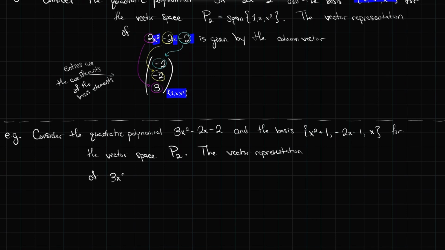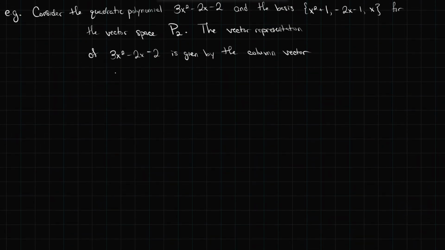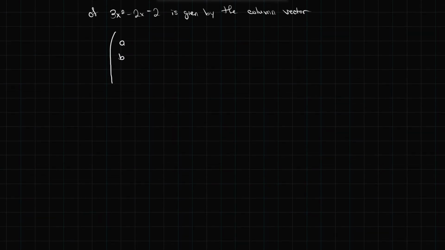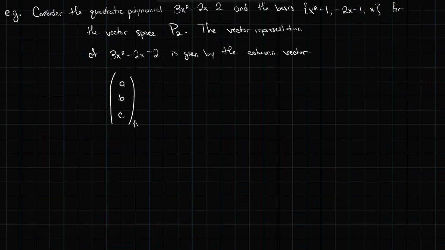So the vector representation of 3x squared minus 2x minus 2 is given by the column vector. Well, I don't actually know immediately in this case. It's going to be the column vector, I'll write it as a, b, and c, with the subscript given by my basis elements. What were my basis elements? x squared plus 1, negative 2x minus 1, and x.